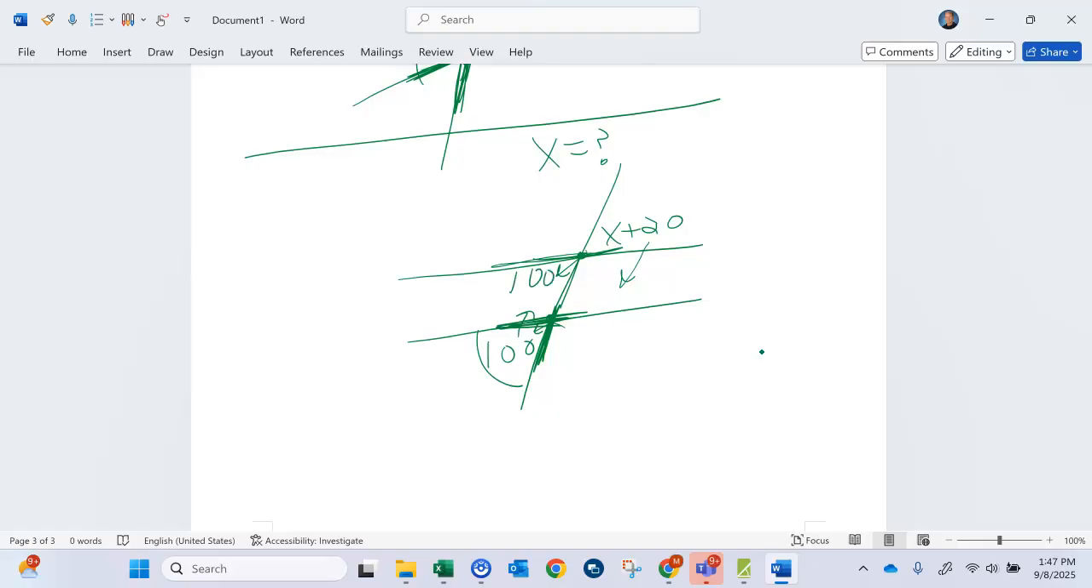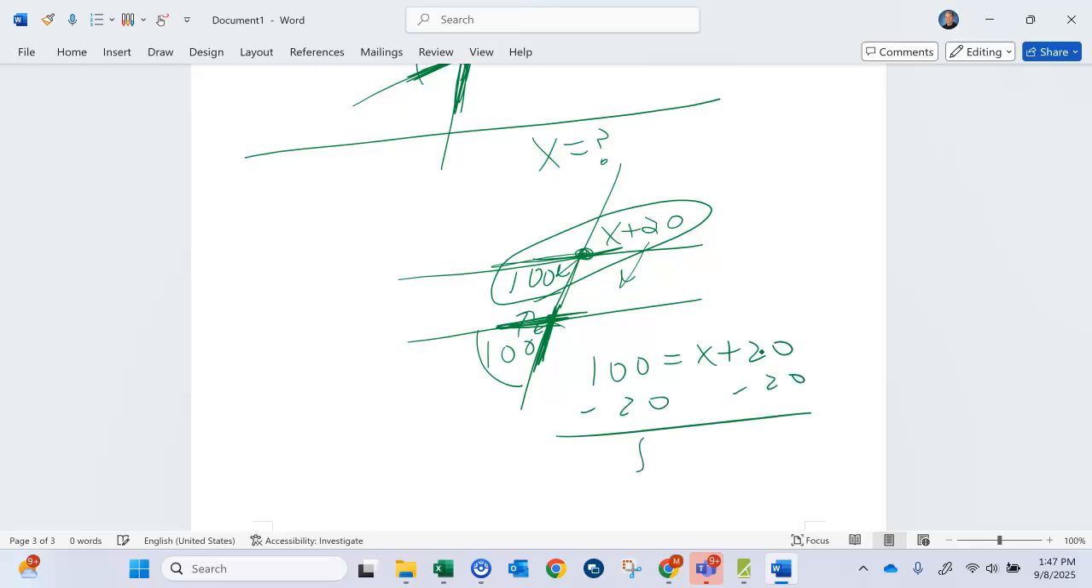Okay, good. Now that they're on the same point, what's the relationship between those two? They're vertical angles. 100 equals x plus 20, minus 20, minus 20, 80 equals x, okay? Now, if it's asking for x, x is equal to 80. Now, if it's asking for the angle, it's going to be 80 plus 20 equals 100. That's the whole angle. Okay, so that's how we do it.